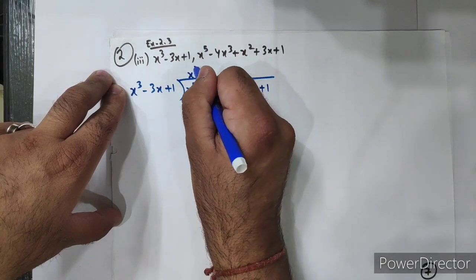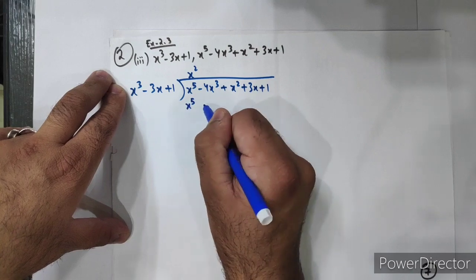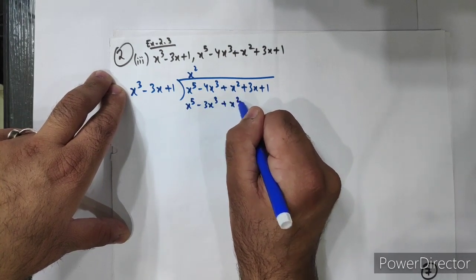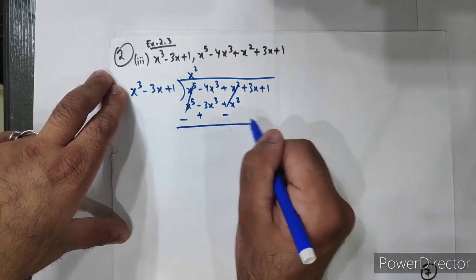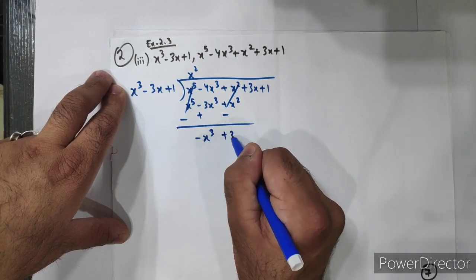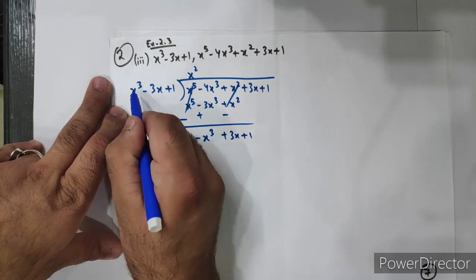So first step will be x square multiplied by x square, so you will get x^5 minus 3x cube plus x square. Now if you change sign, this will cancel, this will also cancel, and this will be minus x cube. Plus 3x is same, plus 1 is also same. We have just copied down the terms. So next step will be x cube.